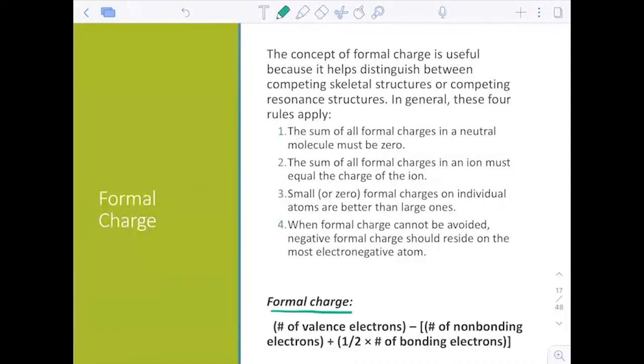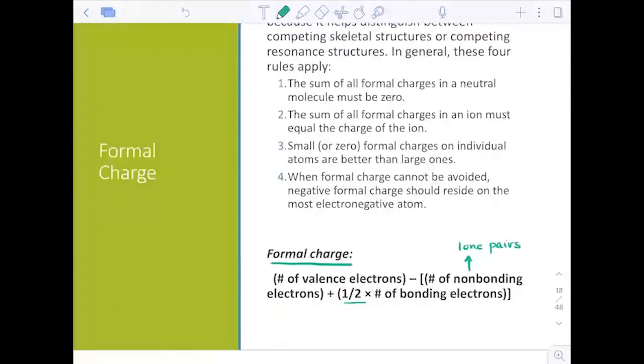Overall formal charge is calculated this way. The number of valence electrons that the atom brought to the table, again based off of individual atoms in a Lewis structure, minus the number of non-bonding electrons. These are our lone pairs. So add all those up, and a half of the bonding electrons. This is how your book uses it. I also tend to just say count 1 for every bond that we have.